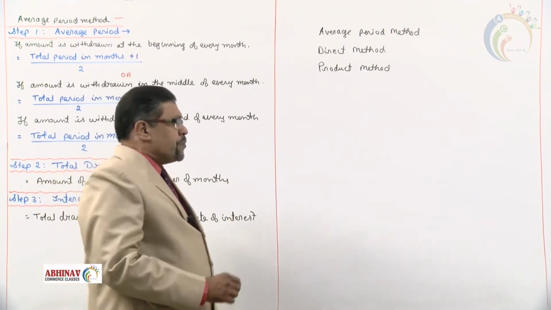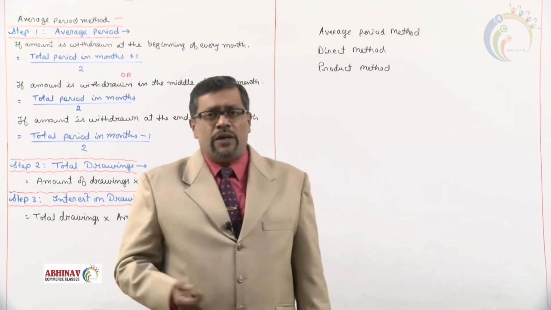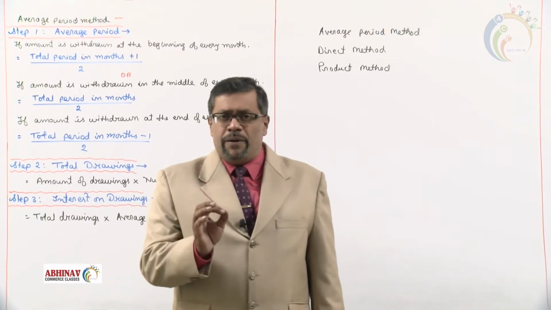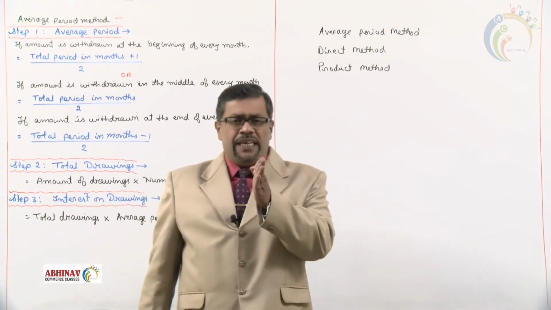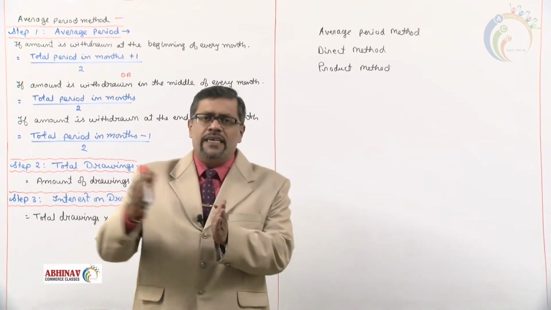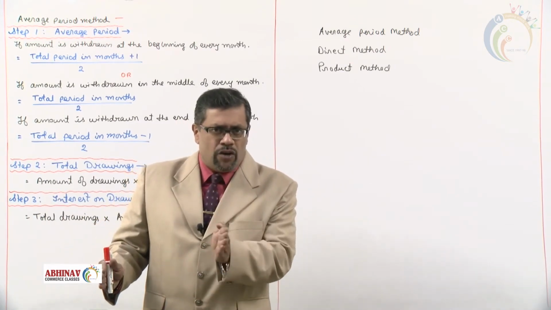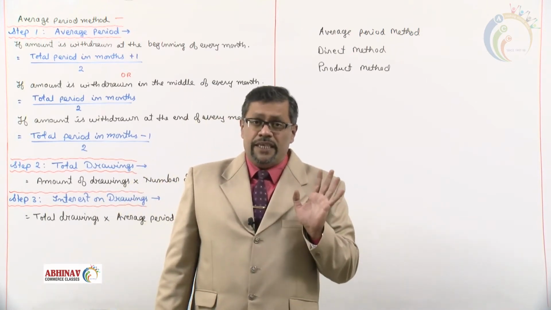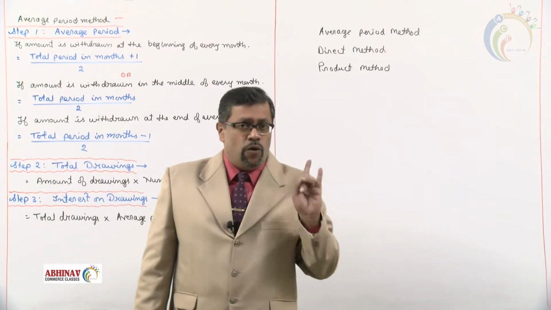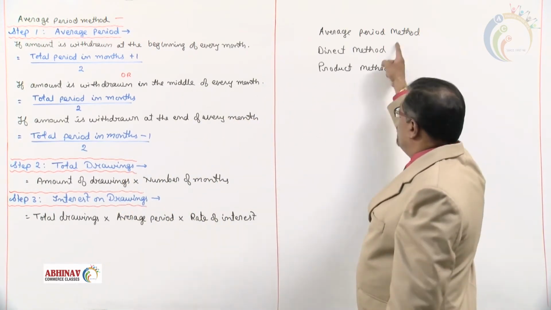Now, for interest on drawings, the question arises: for what period to calculate? Remember one basic thing. Usually, from the date of withdrawal till the year ending, we calculate drawings interest. Now let us see what these methods are. The first one is the average period method.